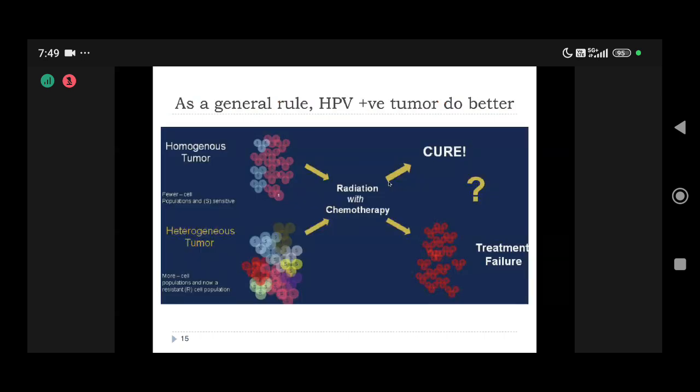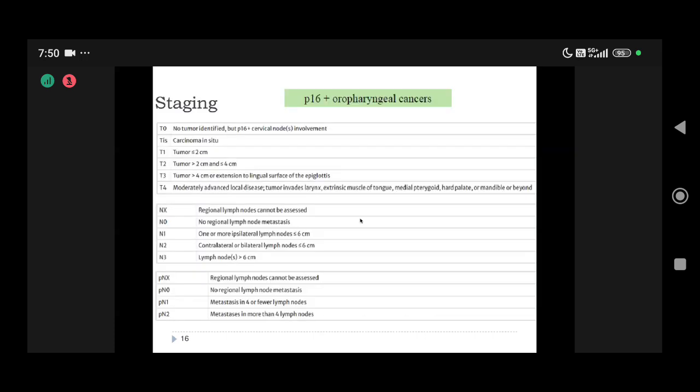So as I was saying, HPV positive tumors are more homogeneous. There are fewer different cellular populations, so they respond better to radiation and chemotherapy. So the chances of treatment failure are lesser as compared to HPV negative or tobacco associated oropharyngeal cancers.